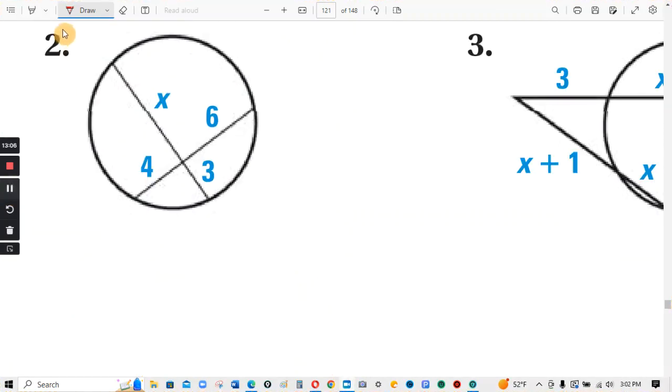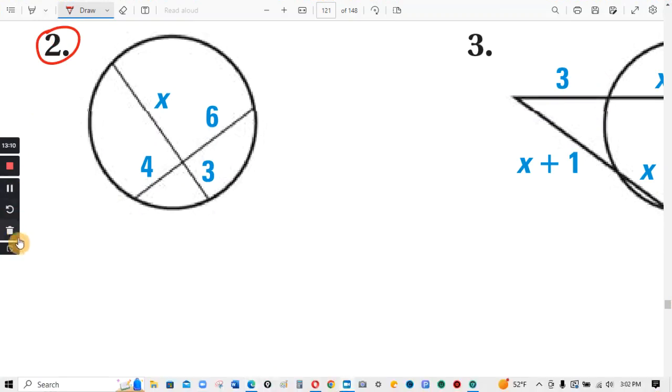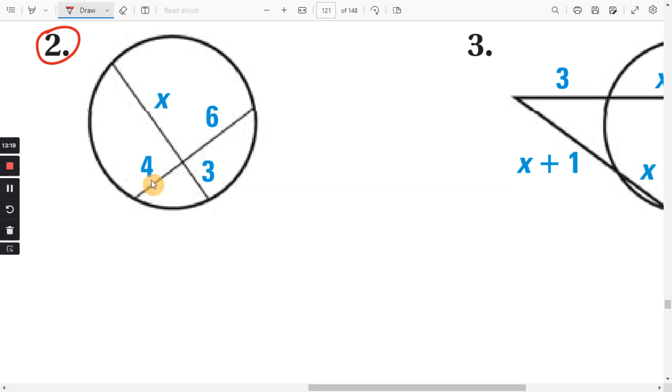All right, please try number 2. So we have two chords here intersecting inside a circle. So we're just multiplying the segments, setting them equal. 4 times 6. And that's going to equal x times 3.